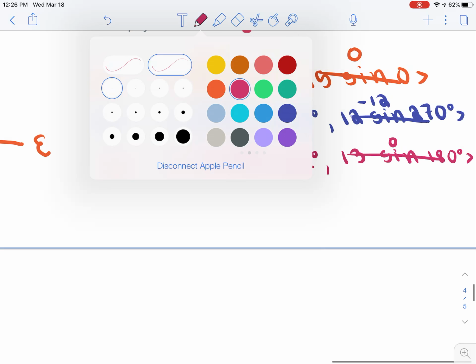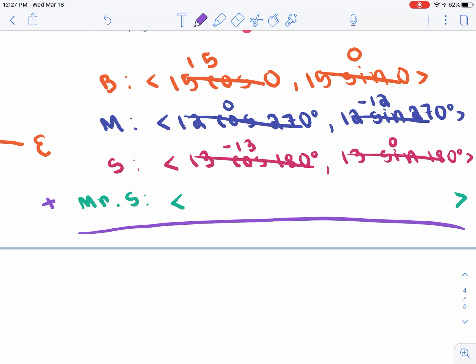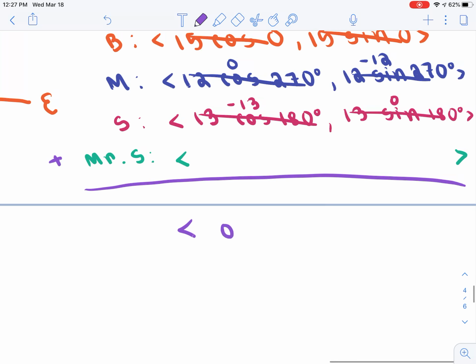Now, I want to add in Mr. Schmer. Let's use a different color. So, Mr. S. And he is going to pull me in such a way so that when I add up all of this together, I get a 0 here and a 0 here.